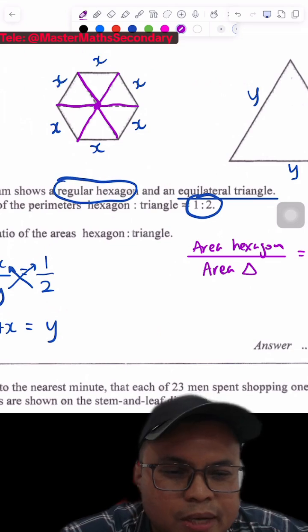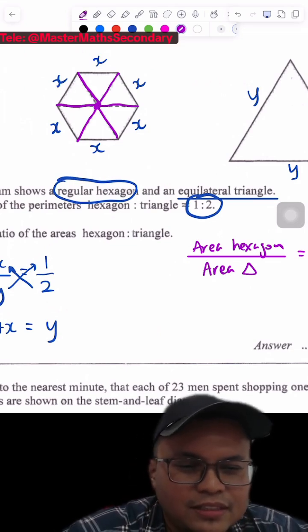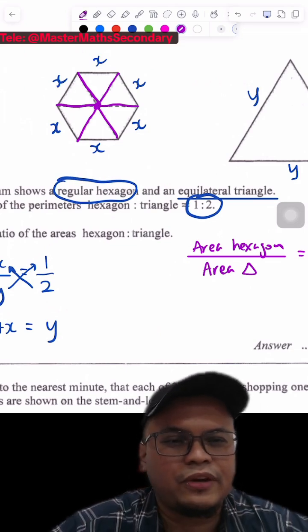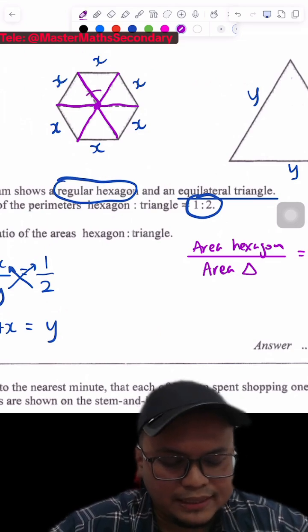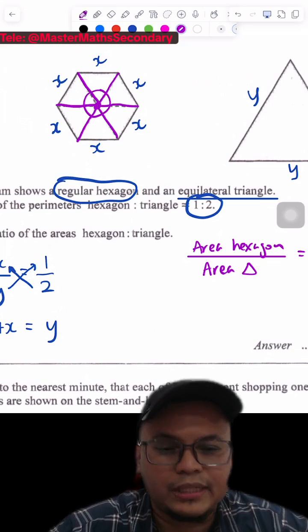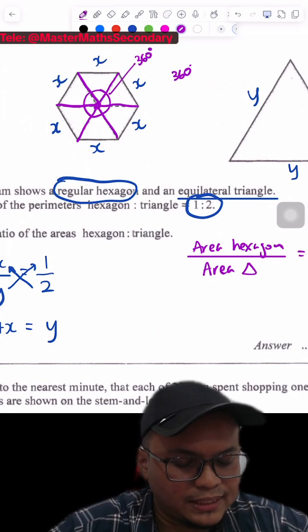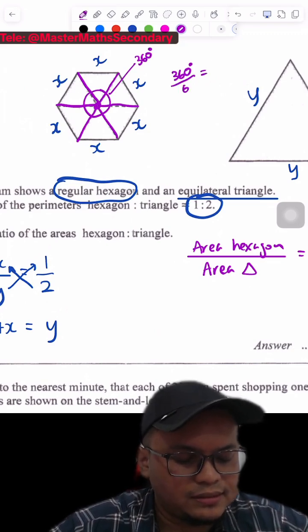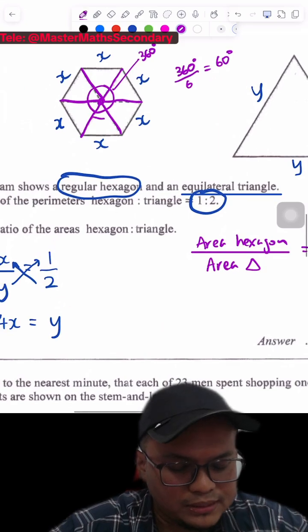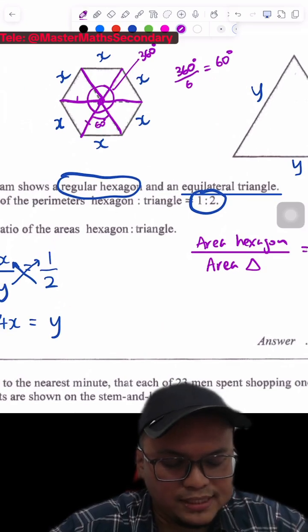How do you know it's equilateral? You're right, it's equilateral, but how do you know? If you look at the center, we all know the angles at a point add up to 360. If you divide 360 by 6, you get 60 degrees. Each one of them is 60 degrees, and all these sides are the same.